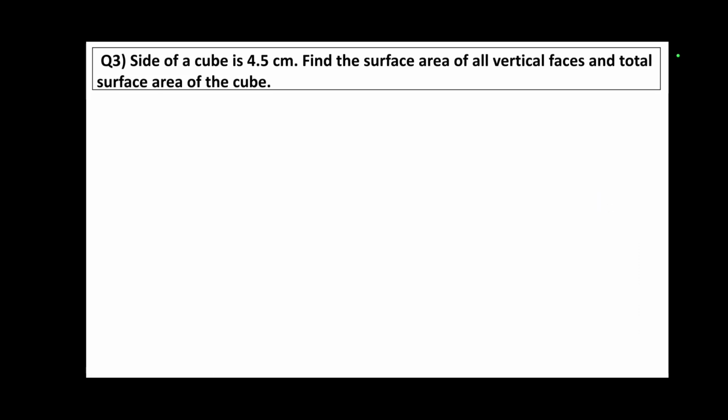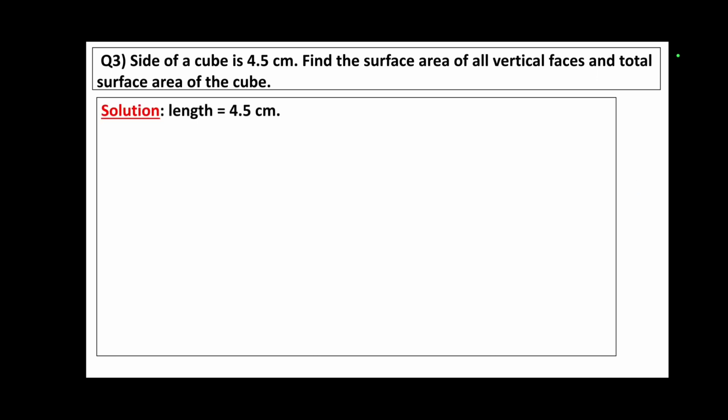Okay. Next question is question number 3. Side of a cube is 4.5 centimeter. Find the surface area of all vertical faces and total surface area of the cube. As we know, in the cube, L stands for the edge of a square. So here we have to find the surface area of all vertical faces and total surface area of the cube. The formula for the lateral surface area of a cube is 4L square.